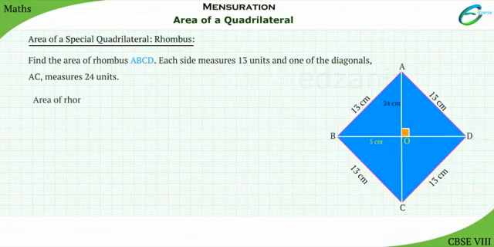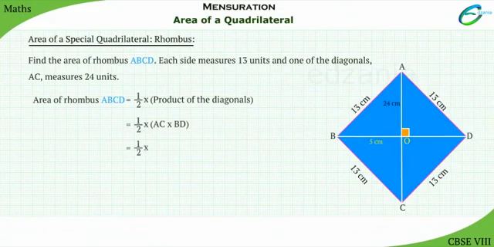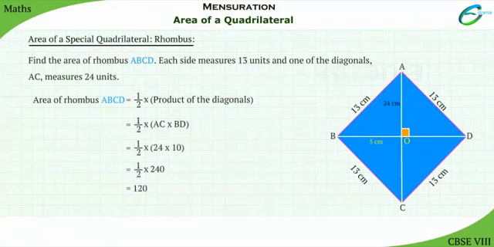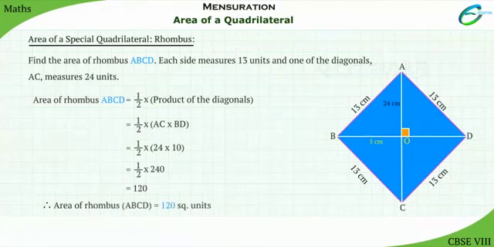Now we can use the formula half times the product of the diagonals AC and BD to find the area of rhombus ABCD. We then substitute the values of the diagonals in the formula and simplify to find the area of rhombus ABCD. Therefore, the area of rhombus ABCD is 120 square units.